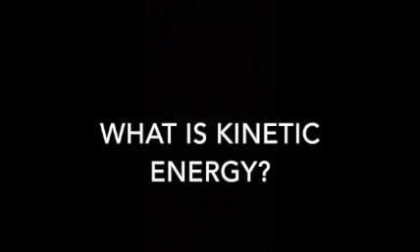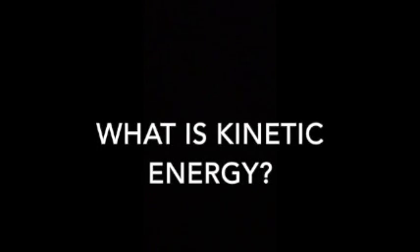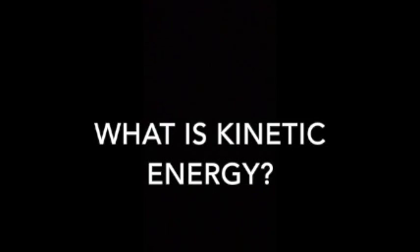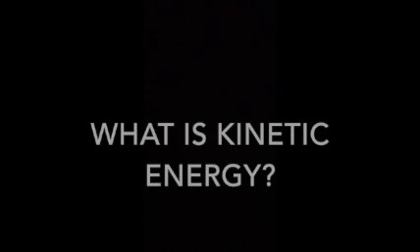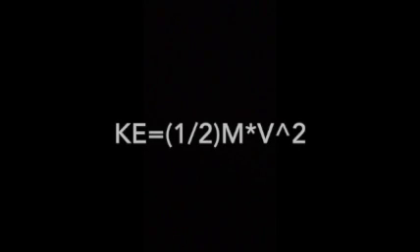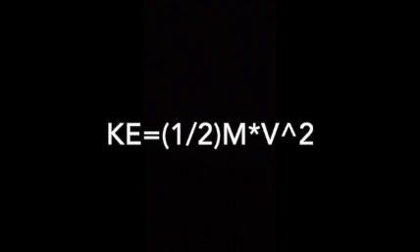In physics, kinetic energy is the energy due to motion from one location to another. It is directly proportional to both the mass and the velocity, and the equation to find kinetic energy is 1/2 the mass times the velocity squared. In our Rube Goldberg machine, kinetic energy can be seen any time an object has a velocity.